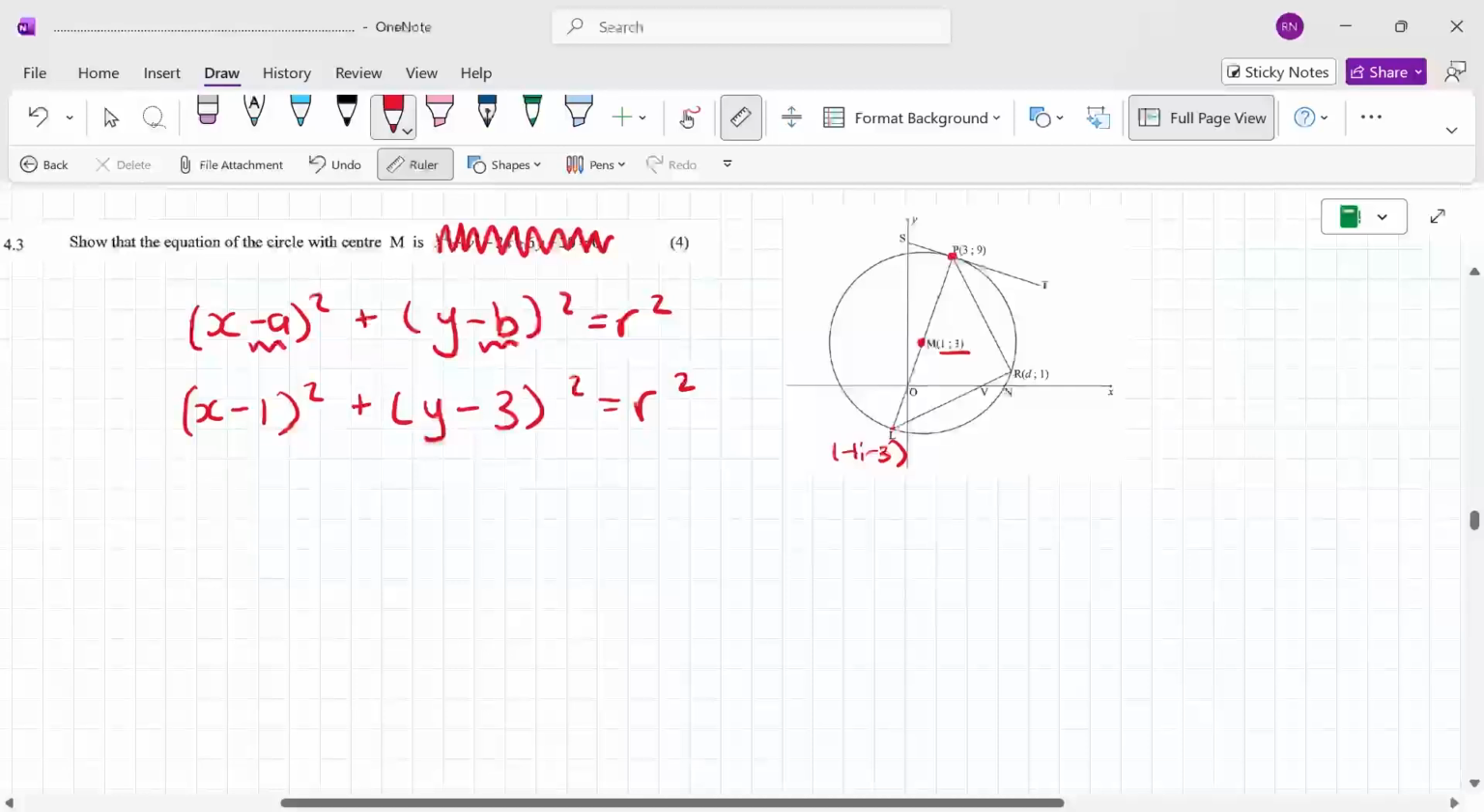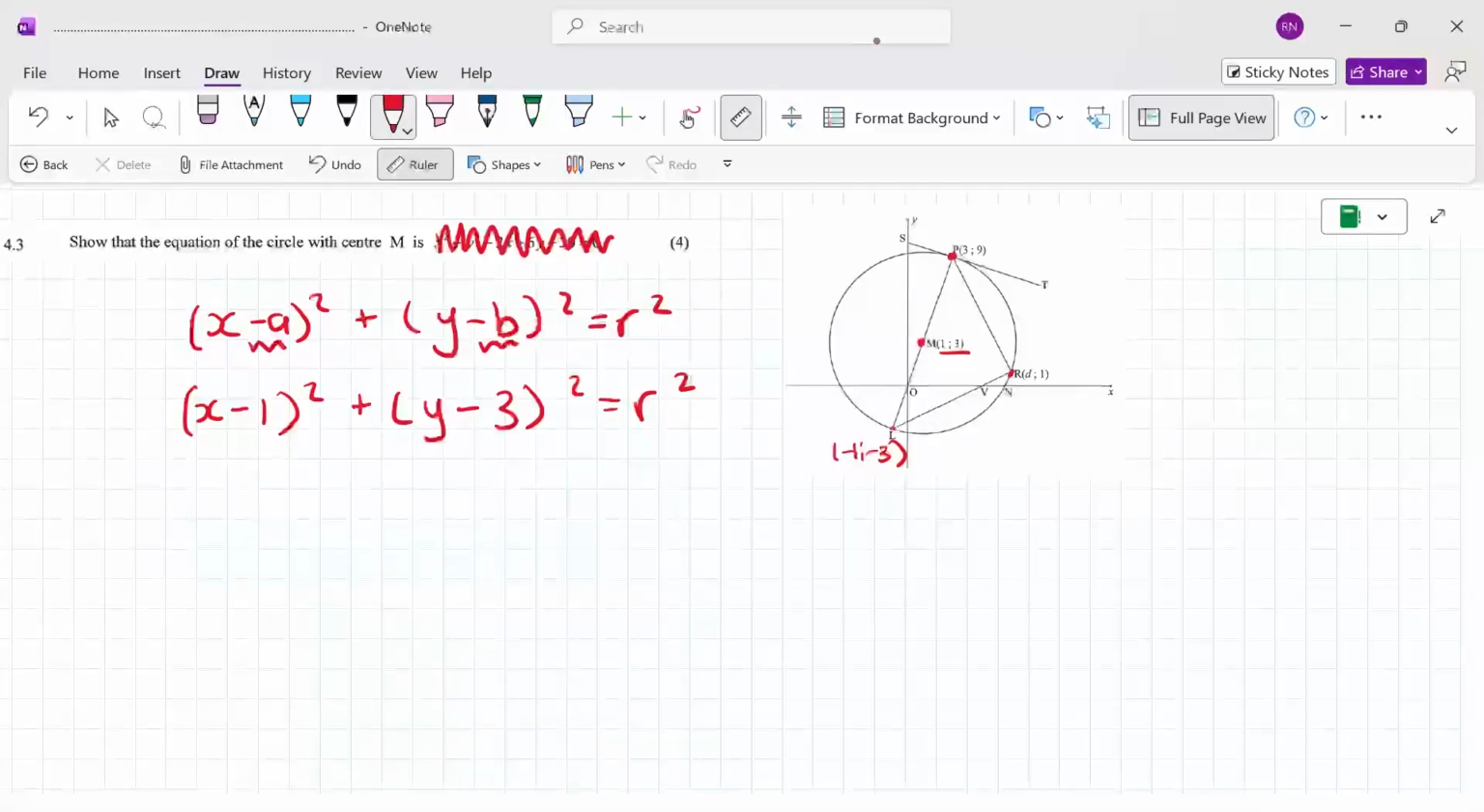So any point on the circle, you could have used R, but we don't know what D is, but you could have used L as well. Any point on that circle you can use. You can't use the lines though. So if you had this, you can't use that. Okay, so let's try and substitute in 3 and 9.